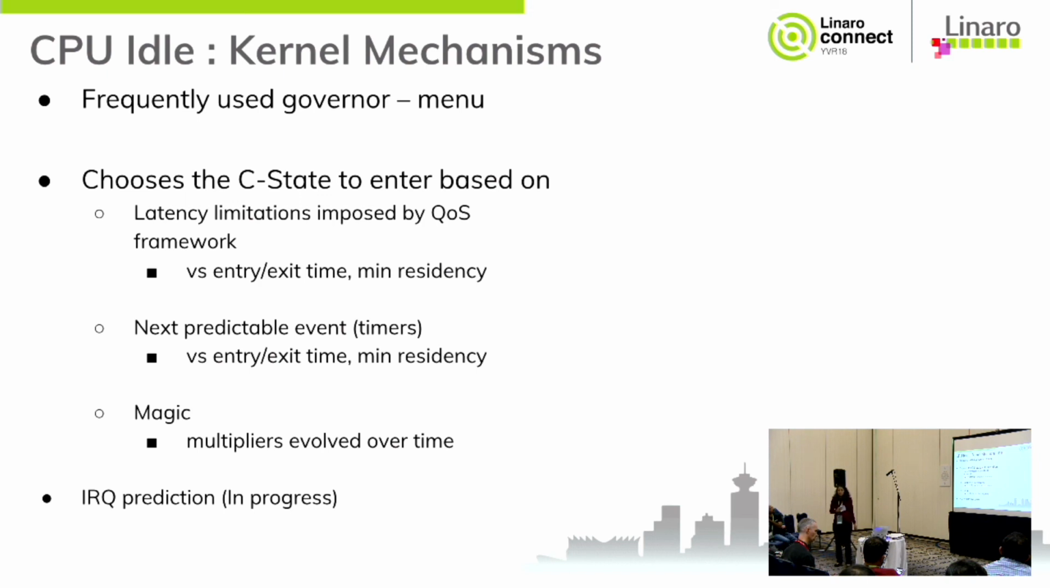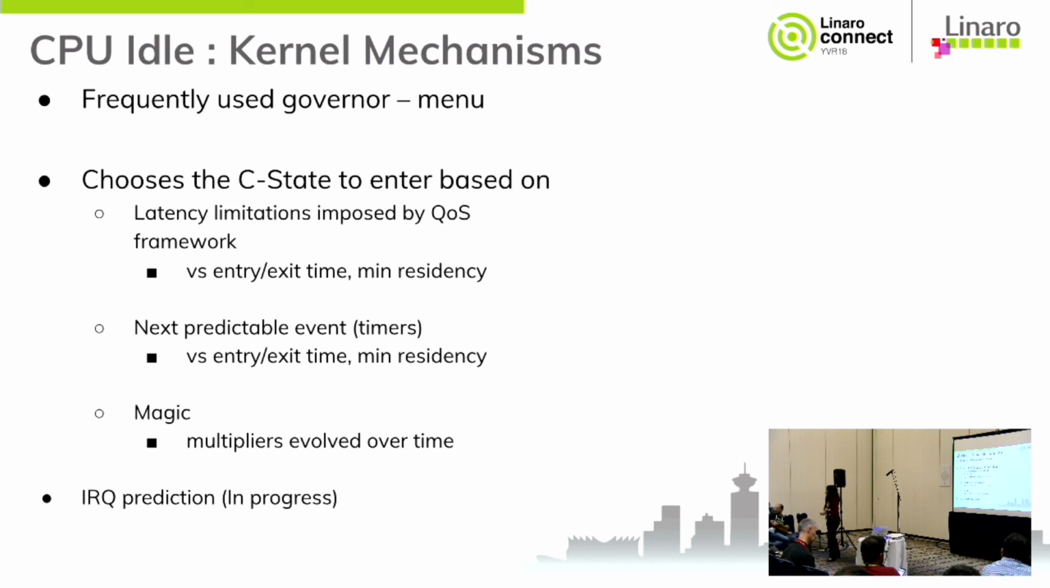So the idea here is, if the system already knows that there is going to be a timer activity at a certain time in the future, there is no point in entering a C state whose minimum residency is more than that, because you anyway have to come out of it, and you lose the power saving benefit. And there are some magic multipliers which have been there for some time now.